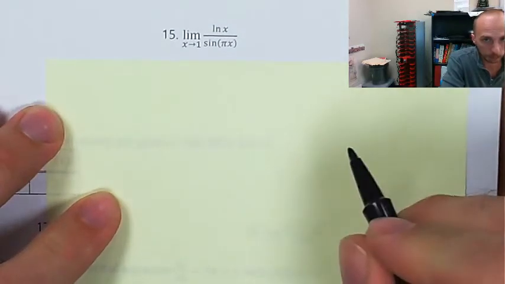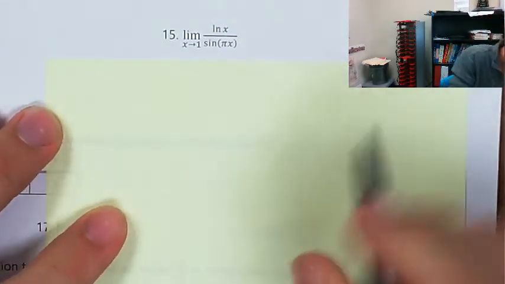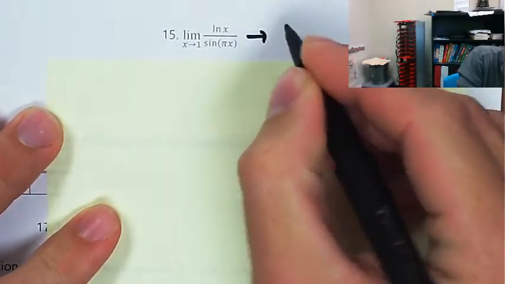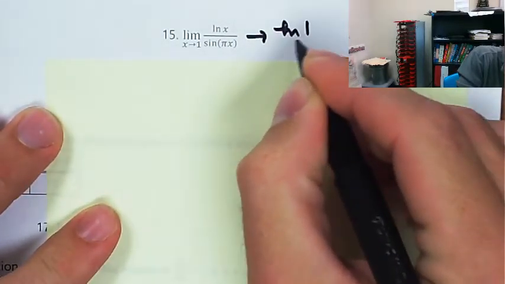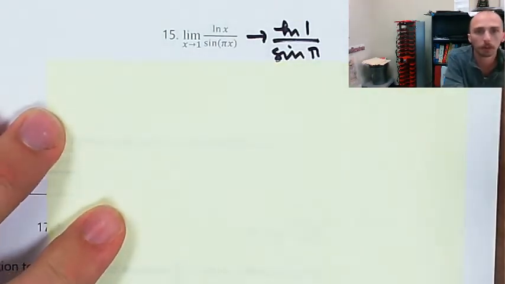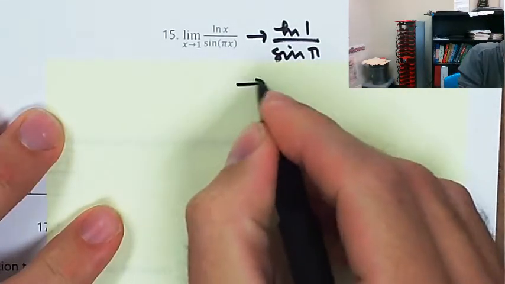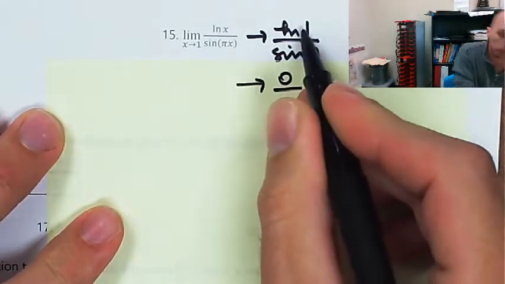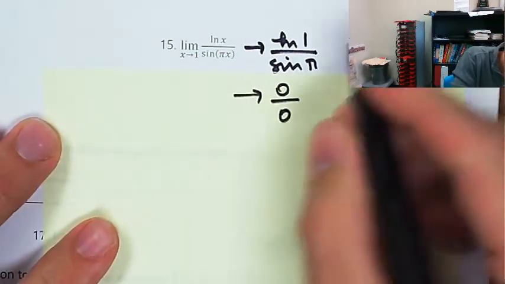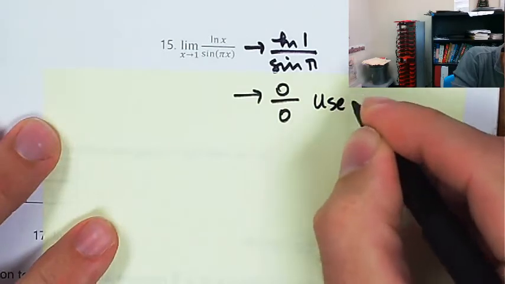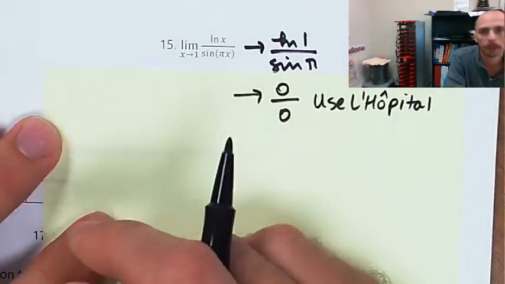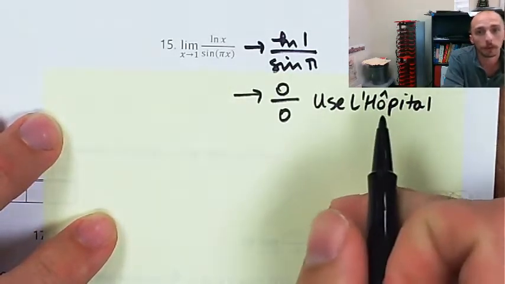We cannot say it equals 0 over 0, because 0 over 0 isn't a real number. So I'm going to say what happens as x approaches 1: this is going to be log of 1 divided by sine of pi. We just plug in x equals 1. That means we're heading towards 0 over 0, because the log of 1 is 0 and so is the sine of pi. That means I need to use L'Hopital's rule. We need to explicitly say that we're using L'Hopital's rule.